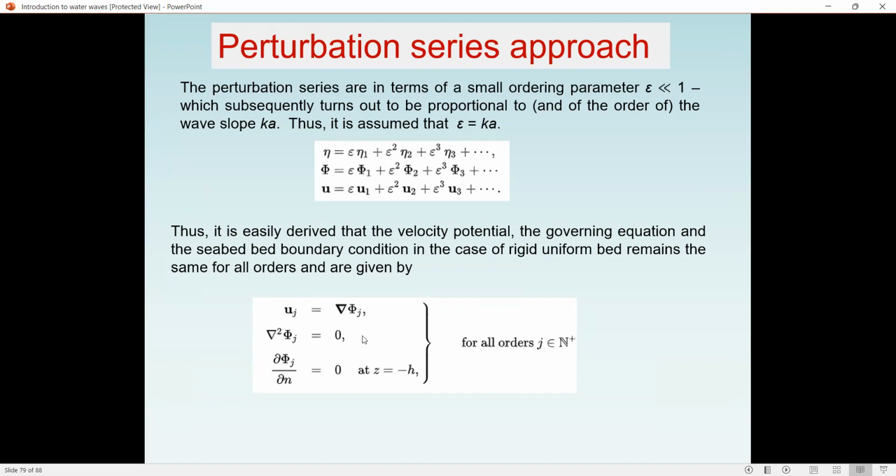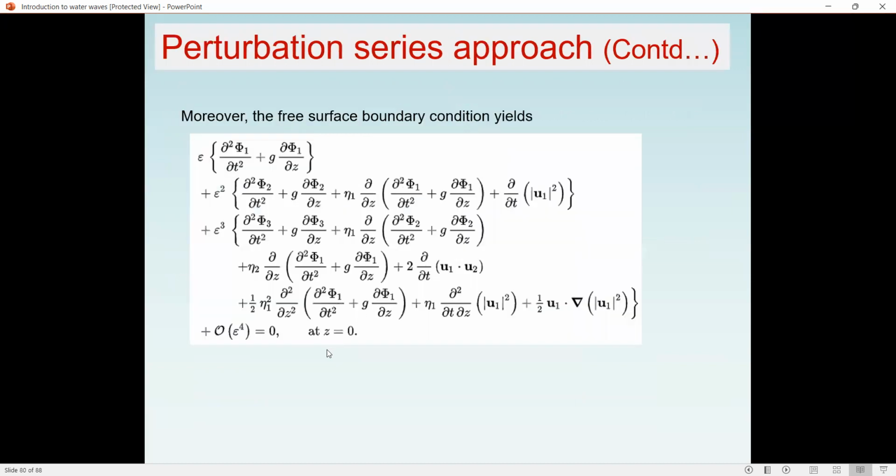For all wave theories, this part will be the same, but the question comes in the boundary condition, that is on the free surface. That is the epsilon into this part. If I take that, that will give you the first order wave theory, the epsilon square term will give you the second order, and third order and so on. See the way the wave theories come: your governing equation and the bottom boundary condition will be the same for all, but the free surface condition makes it complex.